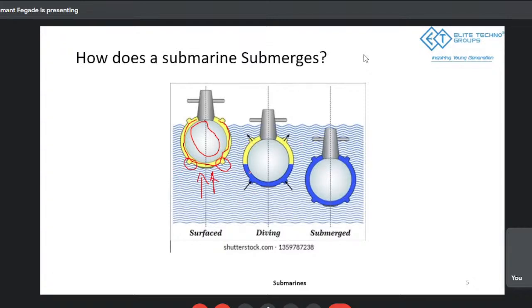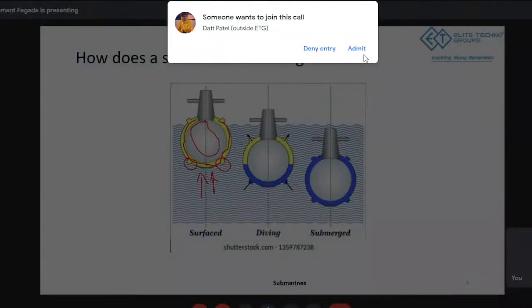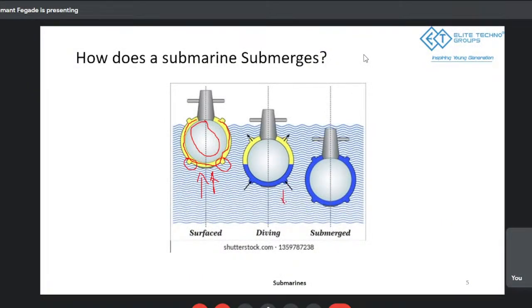And due to the weight of this water, because a submarine is a huge ship, right? The overall weight of the submarine is increased, and it goes into diving mode where it submerges, right? It goes down accordingly. When you completely fill this part over here, it will be completely submerged underwater. And there are a few components which I'll be talking about in more detail, how it actually does this motion.